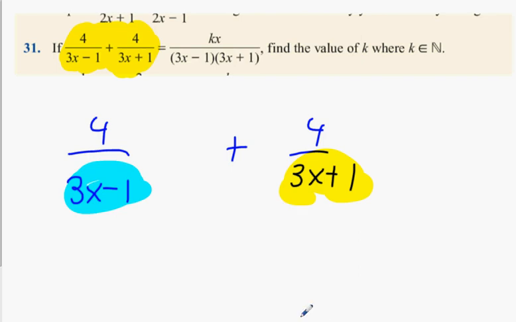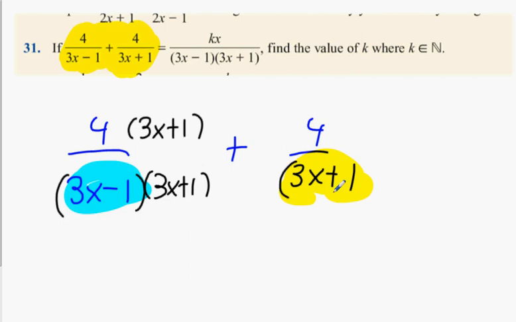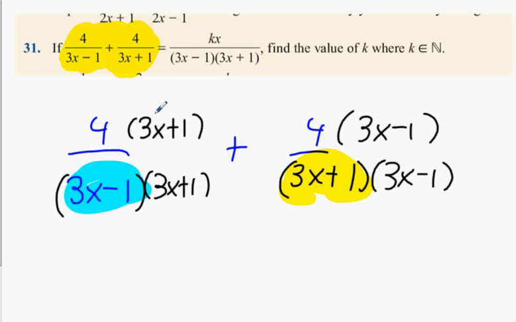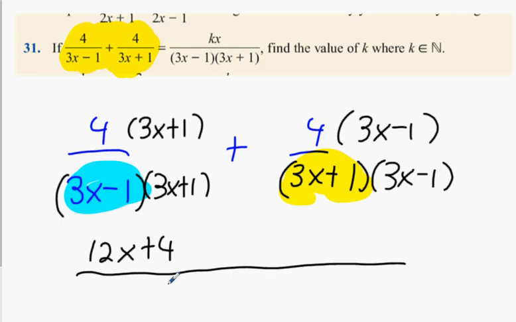Blue sees what, guys? 3x plus 1. Blue sees the yellow, 3x plus 1 and 3x plus 1. Yellow sees what? Blue. So 3x minus 1 and 3x minus 1. Check out what happens to the top. 12x plus 4. Common denominator of 3x minus 1 and 3x plus 1. What's the other side?